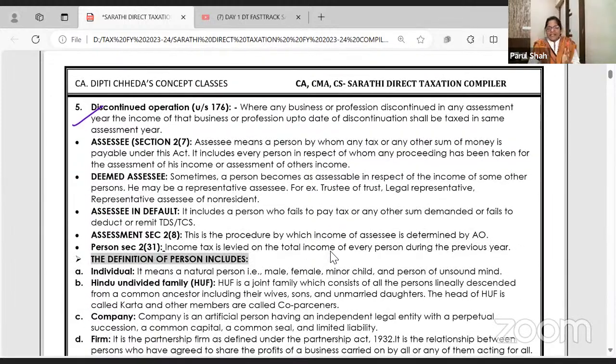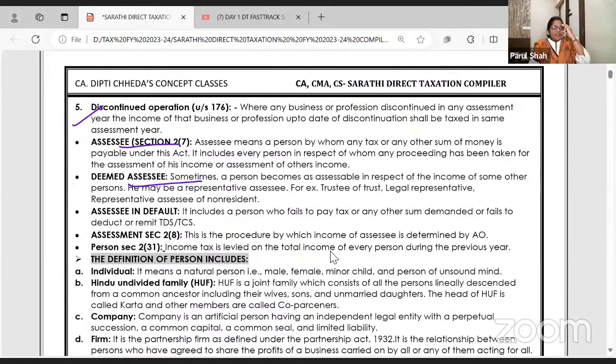Who is an Assessee? A person who is liable to pay tax is called an Assessee. Who is a deemed Assessee?